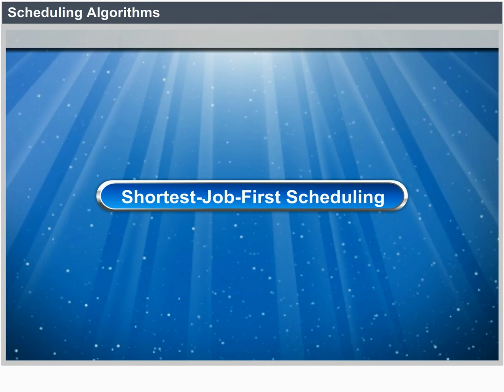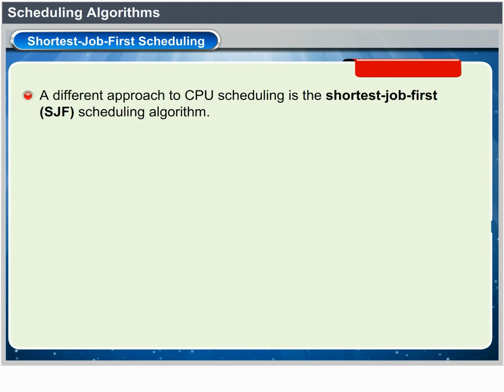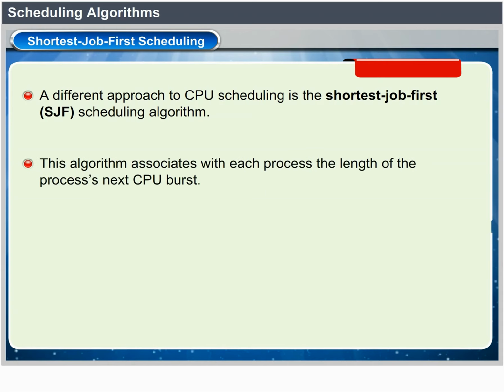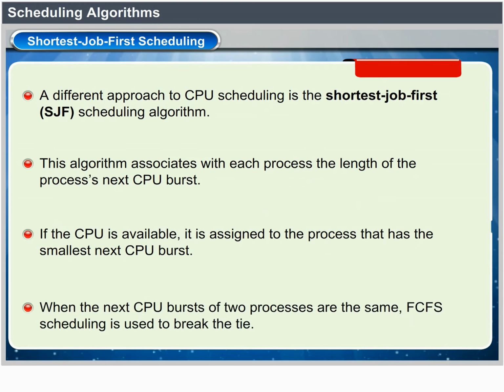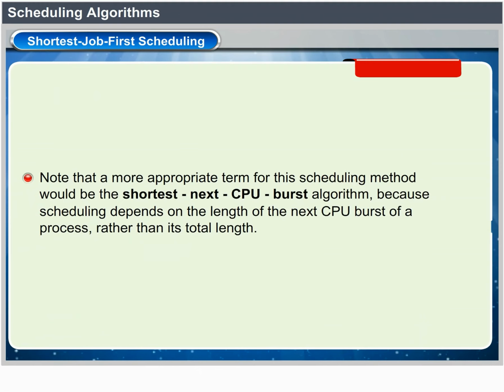A different approach to CPU scheduling is the shortest job first (SJF) scheduling algorithm. This algorithm associates with each process the length of the process's next CPU burst. When the CPU is available, it is assigned to the process that has the smallest next CPU burst. If the next CPU bursts of two processes are the same, FCFS scheduling is used to break the tie. Note that a more appropriate term for this scheduling method would be the shortest next CPU burst algorithm, because scheduling depends on the length of the next CPU burst of a process rather than its total length.